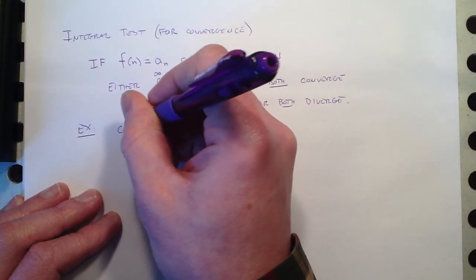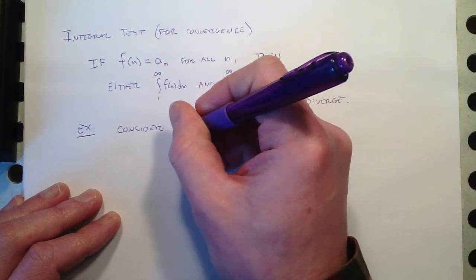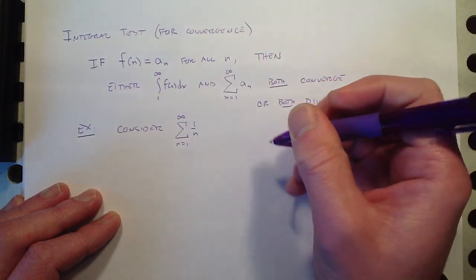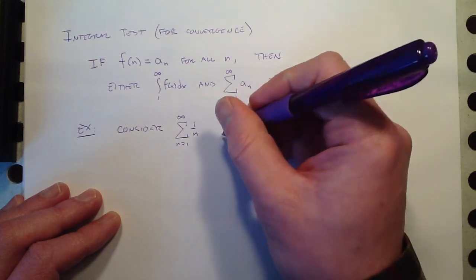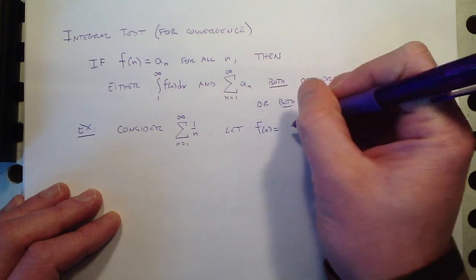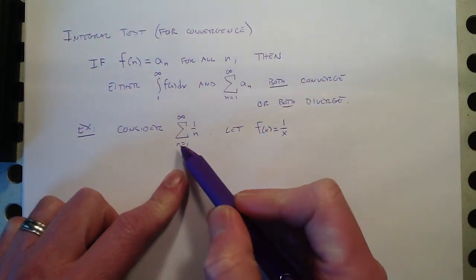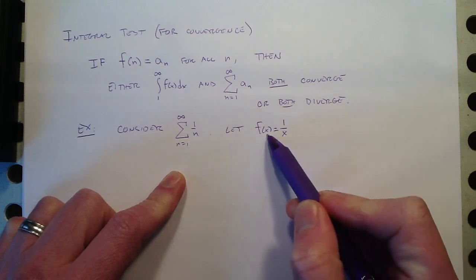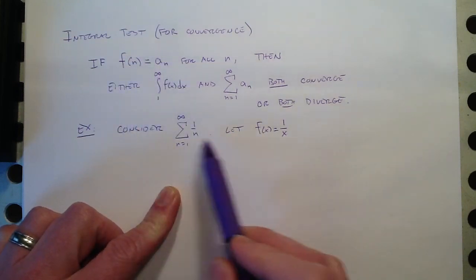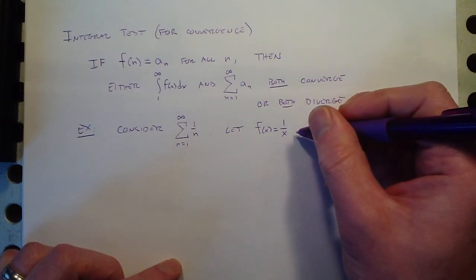So let's look at the harmonic series again. So consider the sum from n equals 1 to infinity of 1 over n. In other words, the harmonic series. And then let f of x equal 1 over x. So I just took this and made it into a function. So when I plug 1 into this, I get 1 over 1. When I plug 1 into this, I also get 1 over 1. I'm just making that function here that does the same thing as the terms of the series.